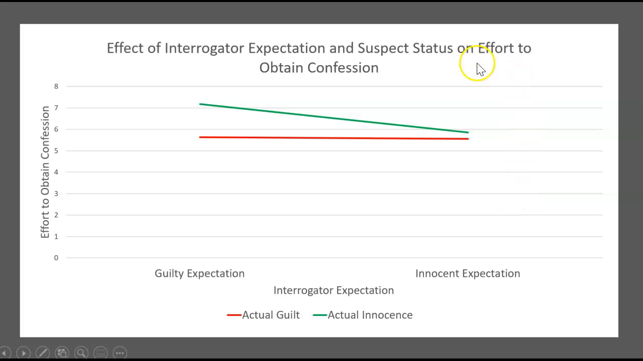Now if we plot this out, and again these are the same numbers, I went ahead and built a line graph for you so that you could see what I mean by visually inspecting and looking at the lines. You remember enough of your grade school and high school math to know what parallel lines are. These are not parallel lines. When the interrogator expected guilt, but the person was actually innocent, they exert more effort trying to get a confession than if the person was actually guilty. But over here, where they had an innocence expectation, it doesn't really matter whether they're guilty or not. You get roughly the same level of effort expended.